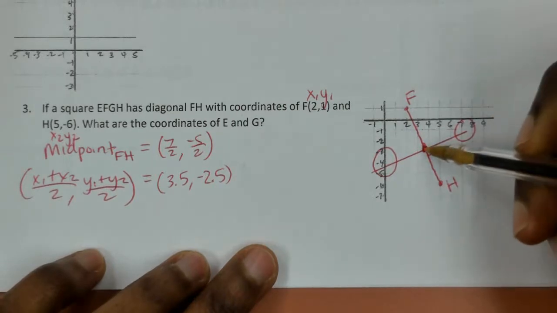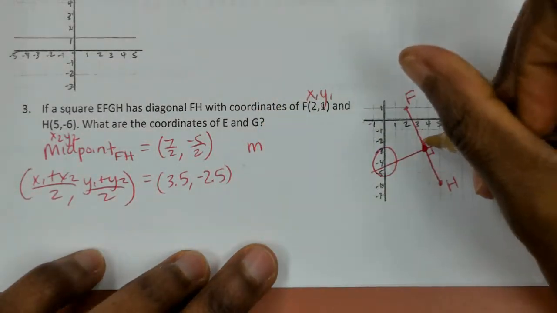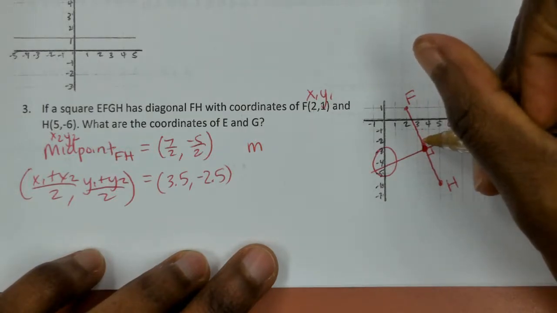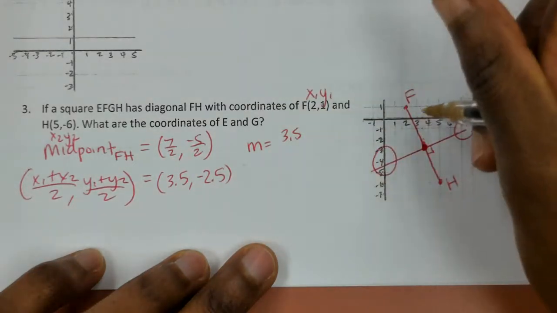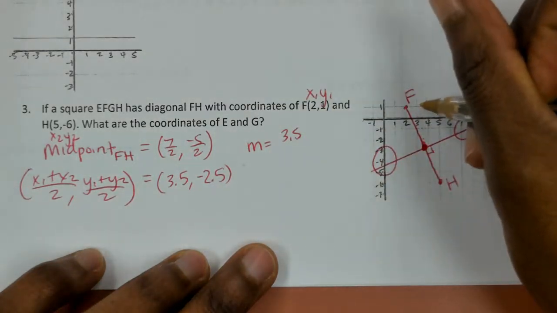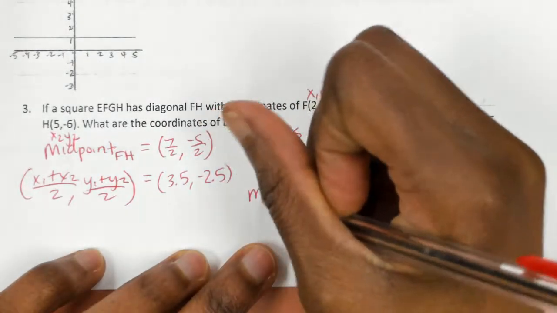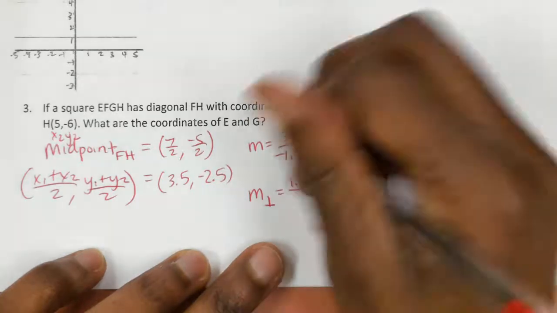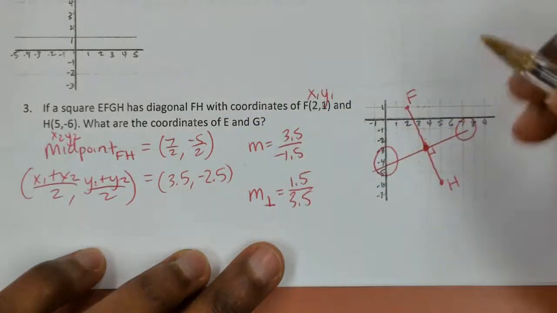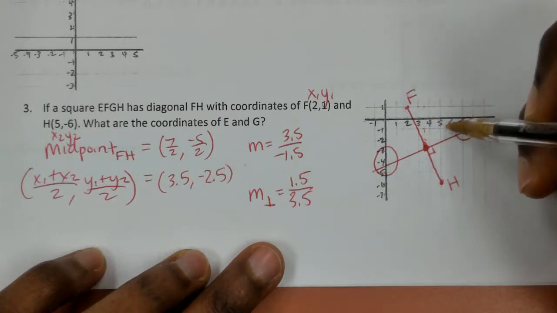Then I figured out what the slope is from that to F. So the slope is rise a half, and then 1, 2, 3, so it's 3.5. And then I have to go left a half, and then 1. So my perpendicular lines have opposite reciprocal slopes. I'm going to have a positive altogether. So I'm going to be going up a half and 1, then going over a half and 3.